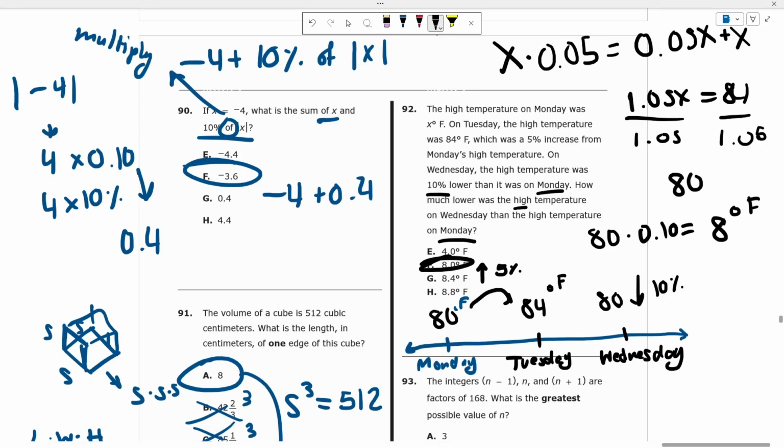So how much lower was the high temperature on Wednesday than the high temperature on Monday? Well, it's going to be 10% of what we found out Monday was. 10% of 80 is 8.